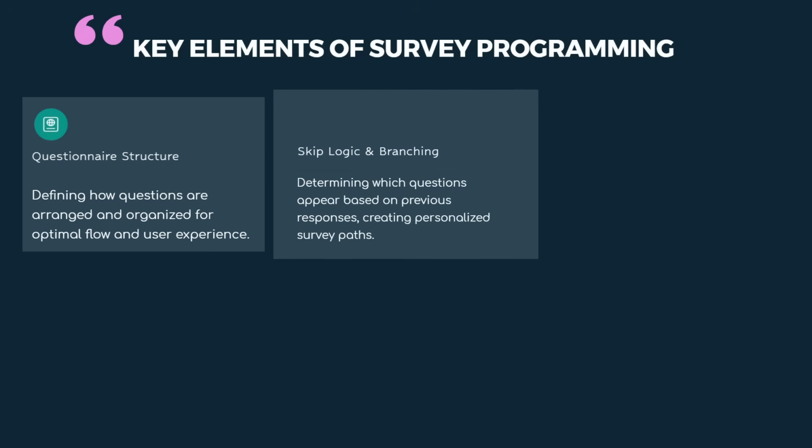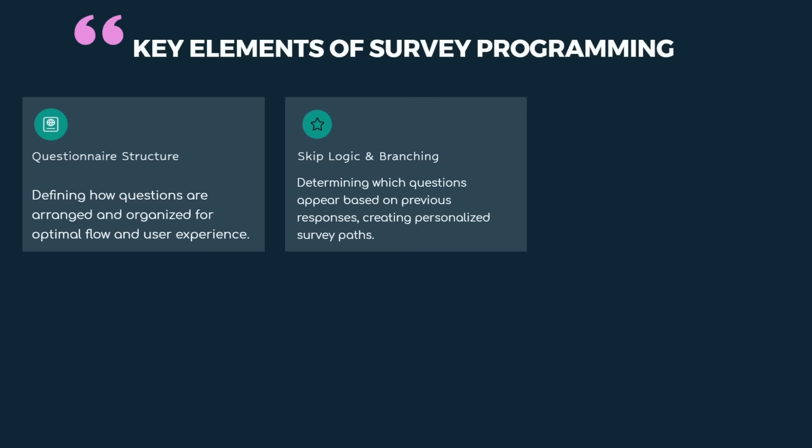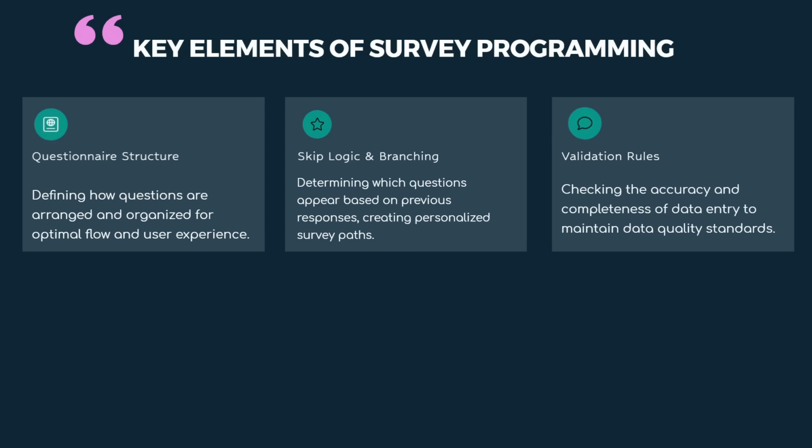Next, we have skip logic and branching. This feature decides which questions appear based on previous answers, creating a more personalized experience for each participant. Then comes validation rules. These ensure that every response entered is accurate and complete, maintaining the overall data quality.